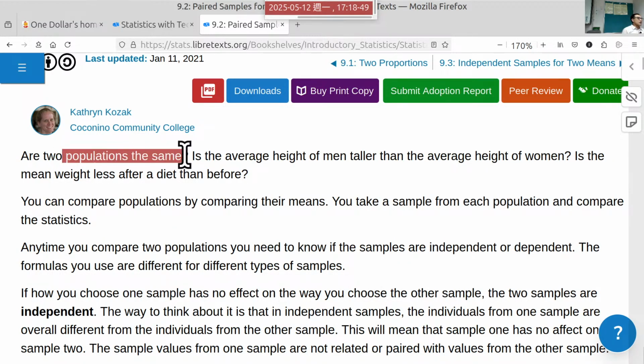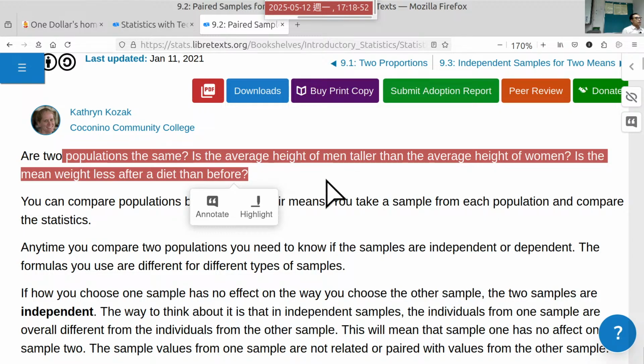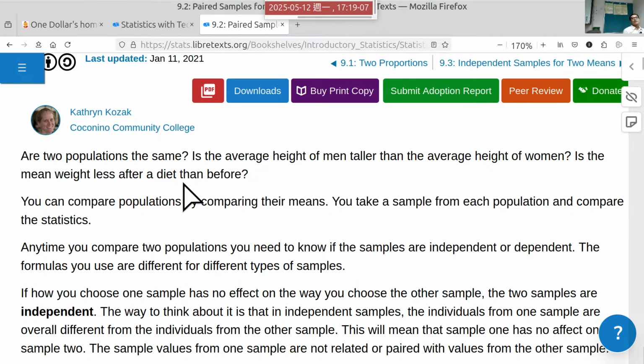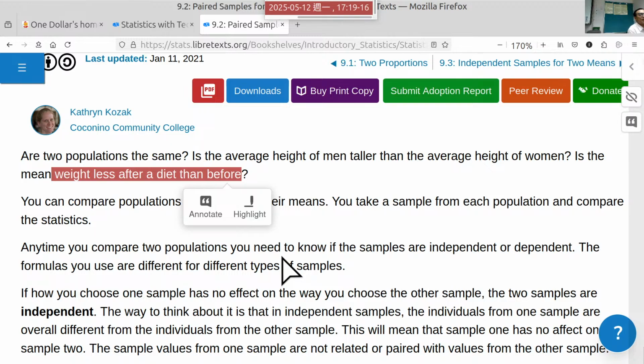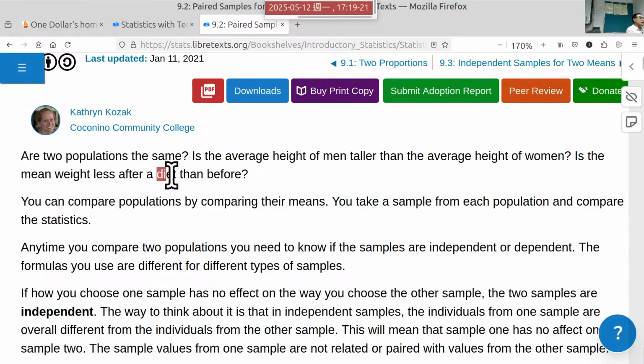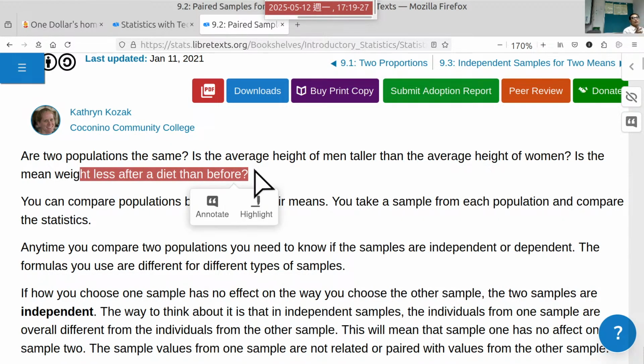Are two populations the same? Is the average height for men taller than the average height for women? Is the mean weight less on a diet than before? What does it mean? If I have a diet and my weight should be less than before, but that's just one person. But if we have 50 people or 100 people on the plan diet, and we lose our body weight, do we have any scientific evidence to support our view?